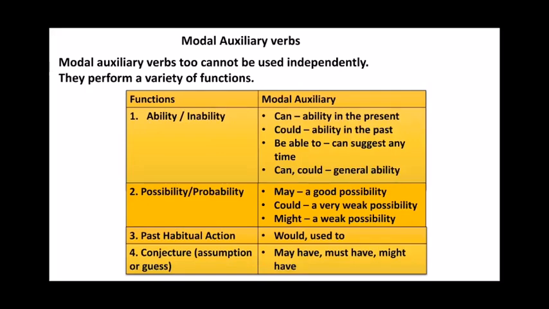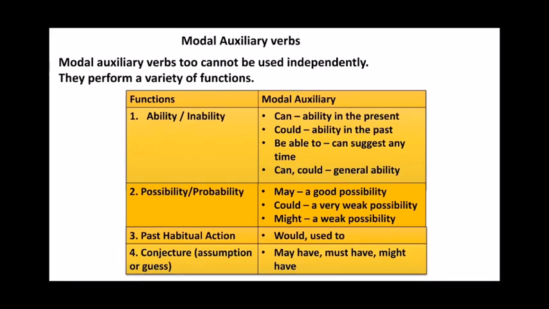The first one is ability or inability. The modal auxiliary verbs are can, which means ability in the present tense; could, ability in the past tense; be able to, which can suggest any time. Next are can and could, which show general ability, like she can do it or she could do it.